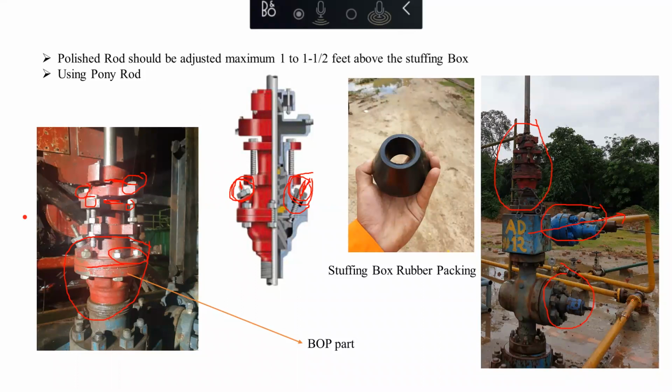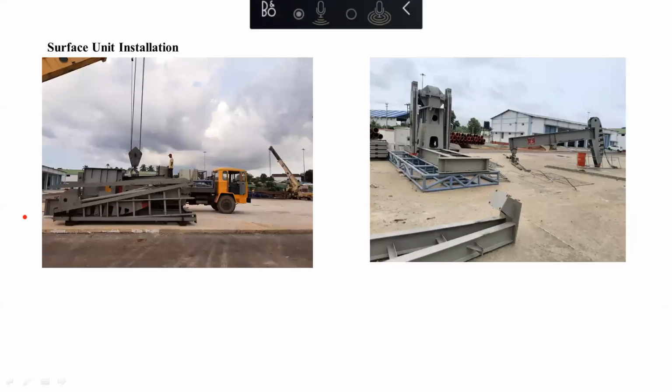Yesterday I was talking about it. And you are going to put some NRV here because you don't want any back pressure through your casing or through your tubing. Now let's move on to the surface unit installation.